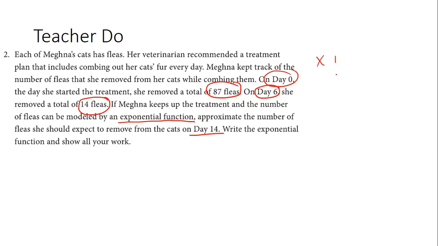So on our table, we have 0 and 87, and we have 6 and 14. So from our table, because we have 0, we know that our A equals what? 87.